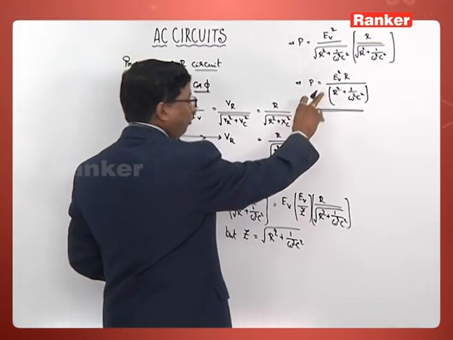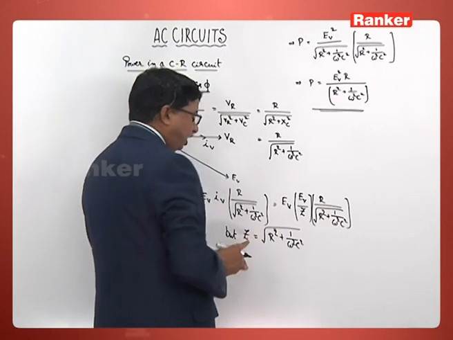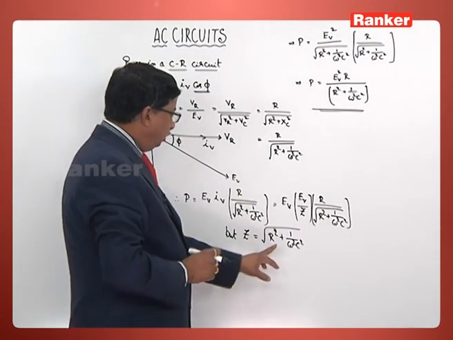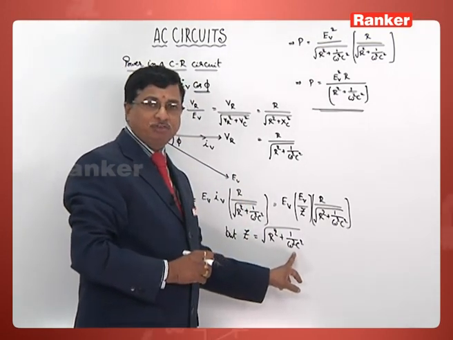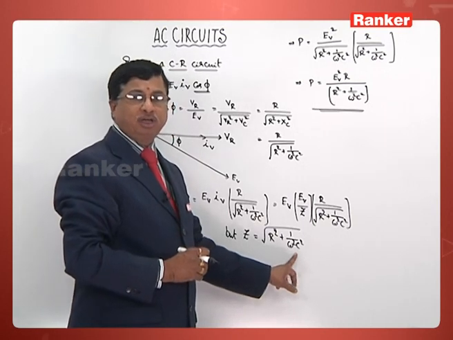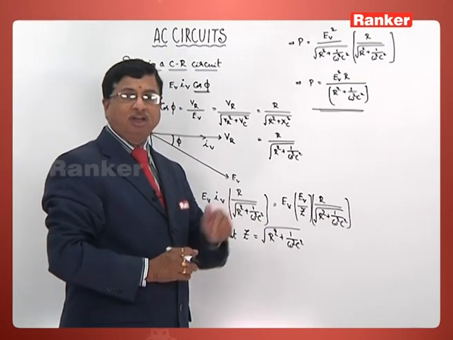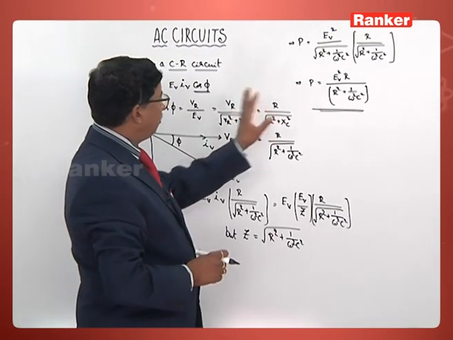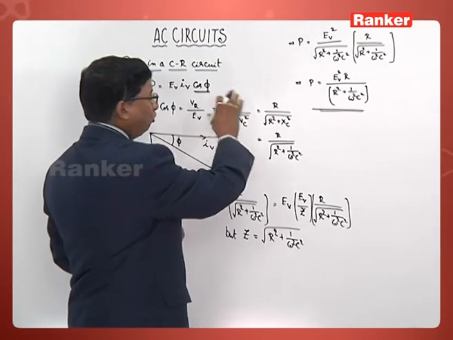What is the difference you find in that one and this one? The value of Z that varies. Here, in place of 1 by omega square C square, we have to write omega square L square if it is LR circuit as such. So that is the major variation that we have to understand.